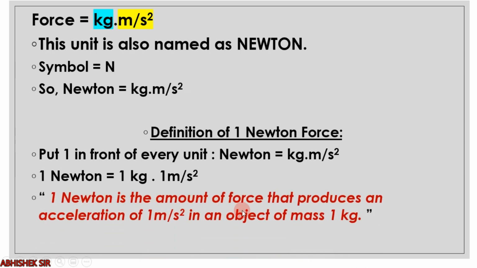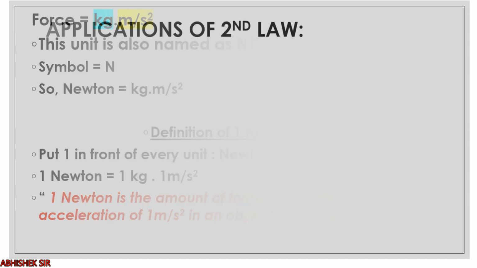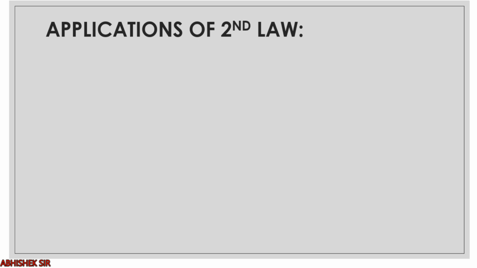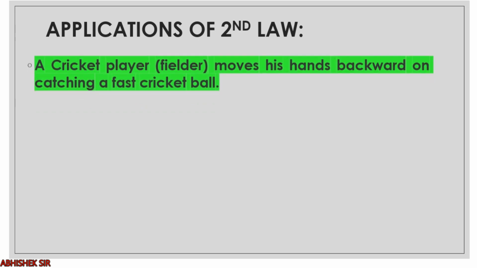1 Newton is the amount of force that produces an acceleration of 1 meter per second square in an object of mass 1 kilogram. So if there is a 1 kilogram mass object, and if you give some force which produces 1 meter per second square acceleration, that amount of force that you give is nothing but 1 Newton. Clear?